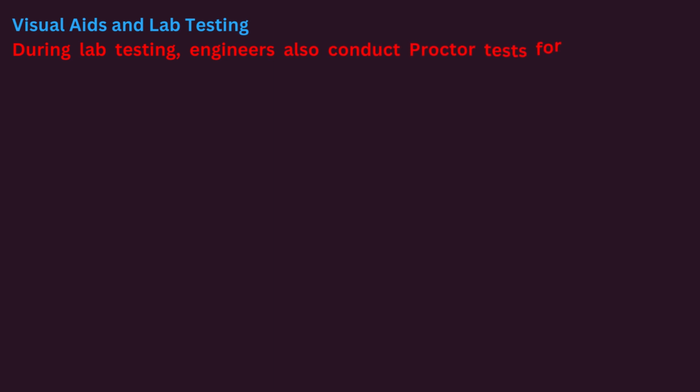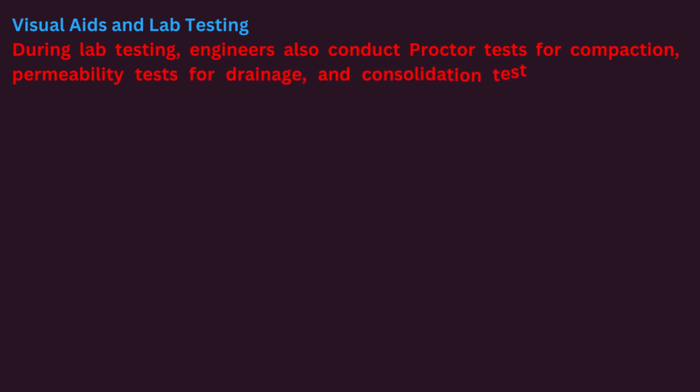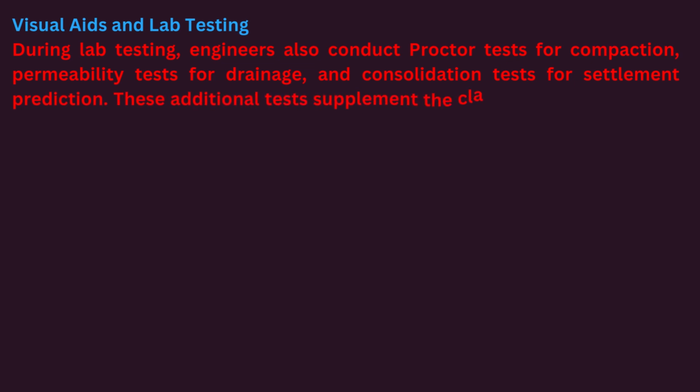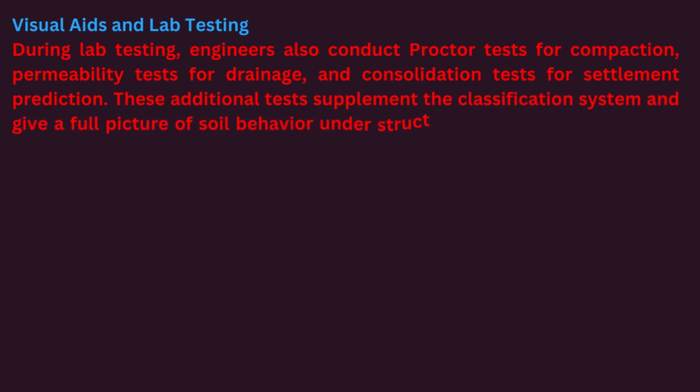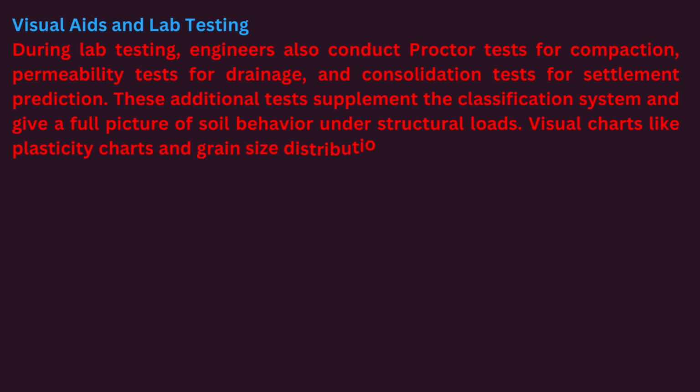Visual aids and lab testing. During lab testing, engineers also conduct Proctor tests for compaction, permeability tests for drainage, and consolidation tests for settlement prediction. These additional tests supplement the classification system and give a full picture of soil behavior under structural loads. Visual charts like plasticity charts and grain size distribution curves are often used to confirm the classification.